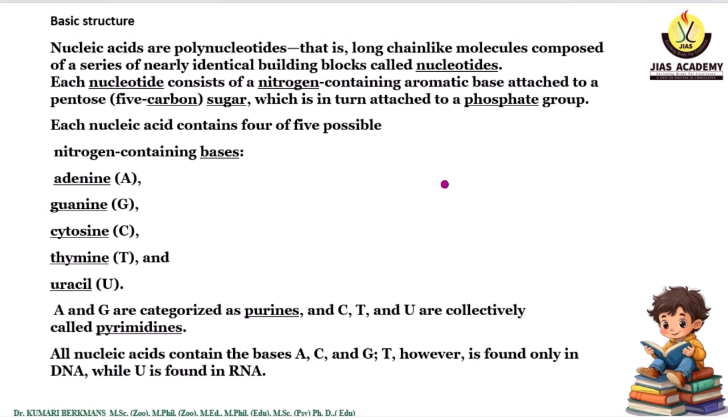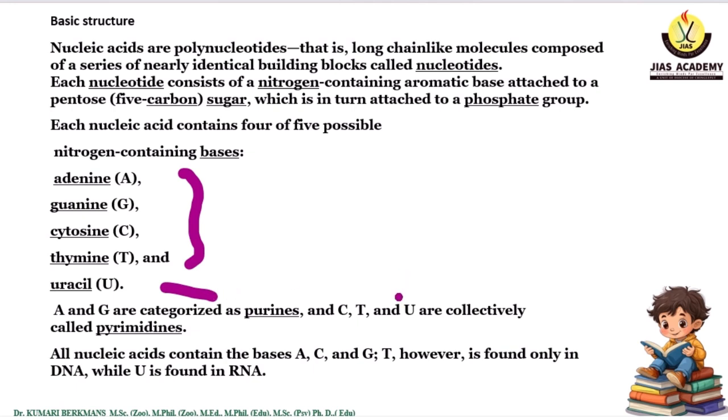Each nucleotide consists of a nitrogen containing aromatic base attached to a pentose 5 carbon sugar, which in turn is attached to a phosphate group. So each nucleic acid contains 4 or 5 possible nitrogen containing bases. What are those bases? Adenine, guanine, cytosine, thymine and uracil. You can see these 4 in the DNA, and uracil you can see in the RNA.